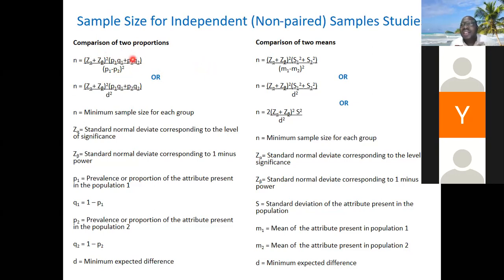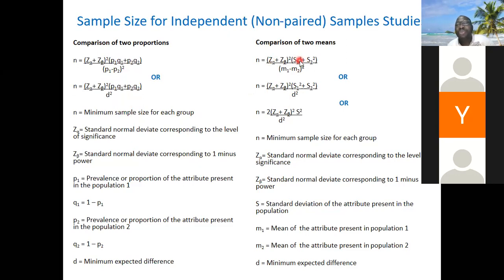So the ones you are checking literature for are P1 and P2, the prevalence in group 1 and the prevalence in group 2. Q, of course, is 1 minus P. The difference between P1 and P2, you can call it D also. It just means the difference. It doesn't matter which one you subtract from the other, because in the formula it is squared, so whether positive or negative, when you square it, it will be positive. So you will see from here that the smaller the difference between the two groups, the bigger the sample size will be. The bigger the difference, the smaller the sample size will be.